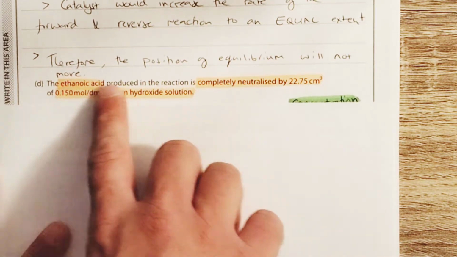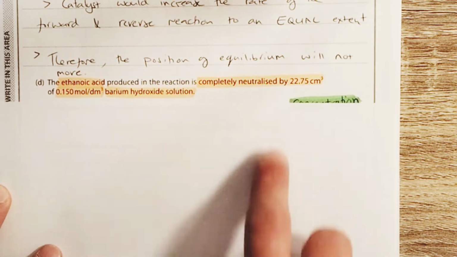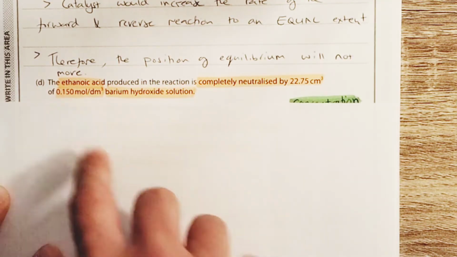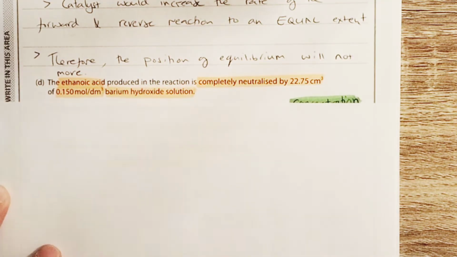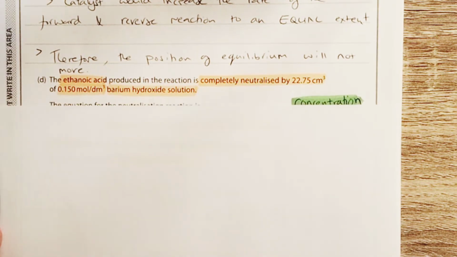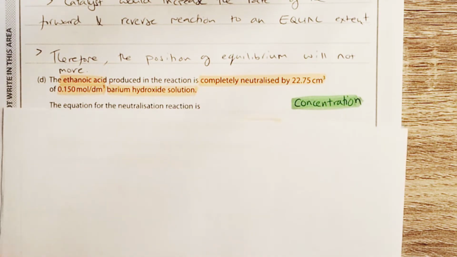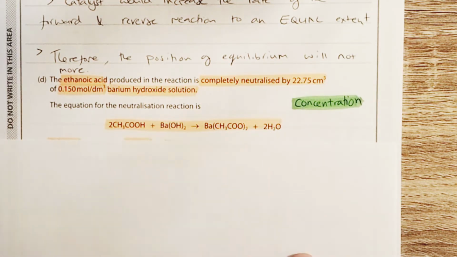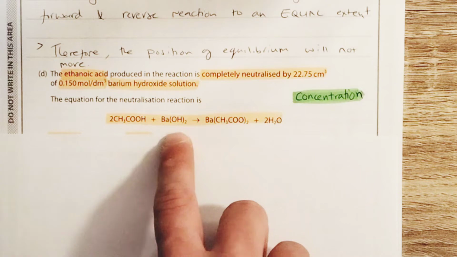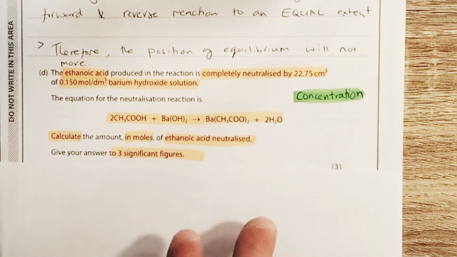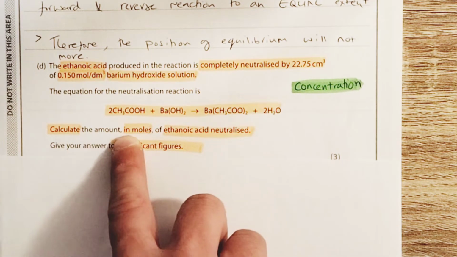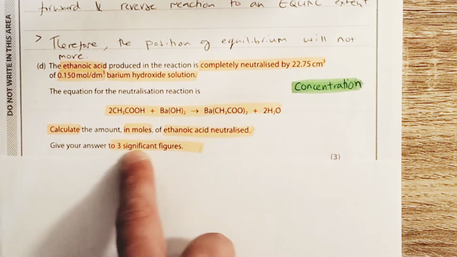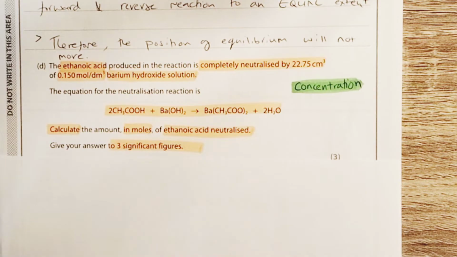We're being told that ethanoic acid produced in the reaction is completely neutralized by 22.75 centimeters cubed of 0.15 mole per liter barium hydroxide alkali solution. So this is a concentration calculation. So first thing I would do is look at the equation we're given and make sure I note the molar ratio of ethanoic acid to barium hydroxide. Then I'd make sure I read the question really carefully. We're asked to calculate the amount in moles of ethanoic acid being neutralized, so a molar calculation, and I've got to give my answer at the end to 3 significant figures.